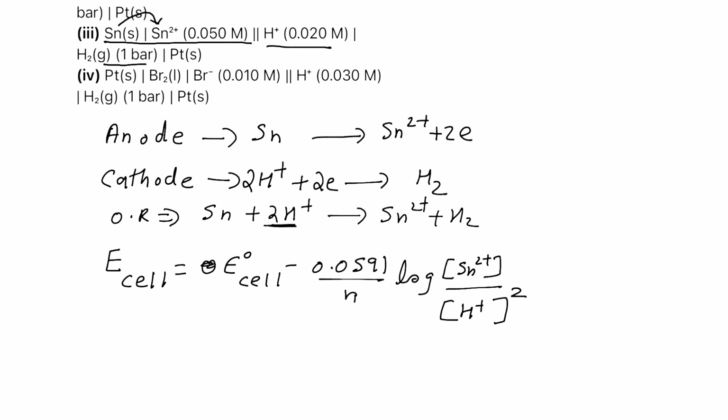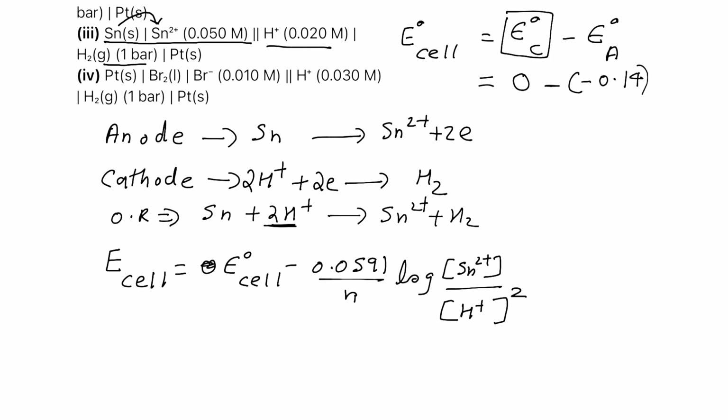Now for doing the next step, you need the E0 cell value, right? What is E0 cell? E0 cell is equal to E0 cathode minus E0 anode, right? Now who is cathode here? Cathode is hydrogen electrode. So what is the standard hydrogen electrode value? See, that should be 0. This is a standard value, right? For hydrogen electrode, the standard reduction potential is 0, that you know. Now for tin, you have to check the textbook. You will get minus 0.14. So on calculating, you will get 0.14. Okay, substitute here.